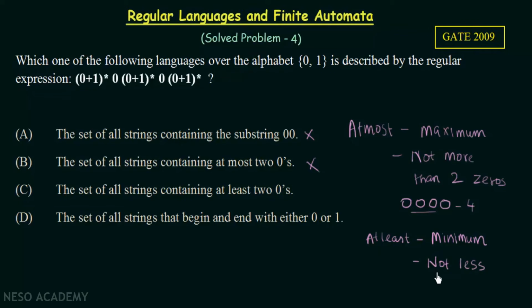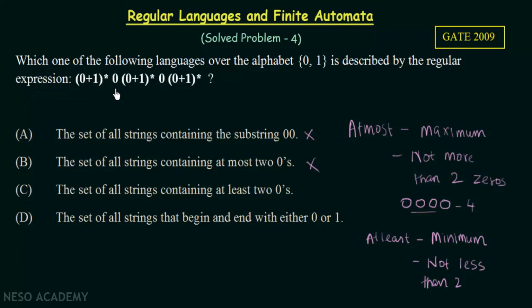So here it means not less than 2. That's what it means over here. So the set of all strings containing at least 2 zeros means it should have minimum 2 zeros. That means not less than 2 zeros. Now let us analyze our expression again and see if this can be correct. Here we see that 0 plus 1 closure. So as I told you, it can be 0 or 1 or nothing. That is the meaning of closure. So we can have either 0 or 1 or nothing from here.